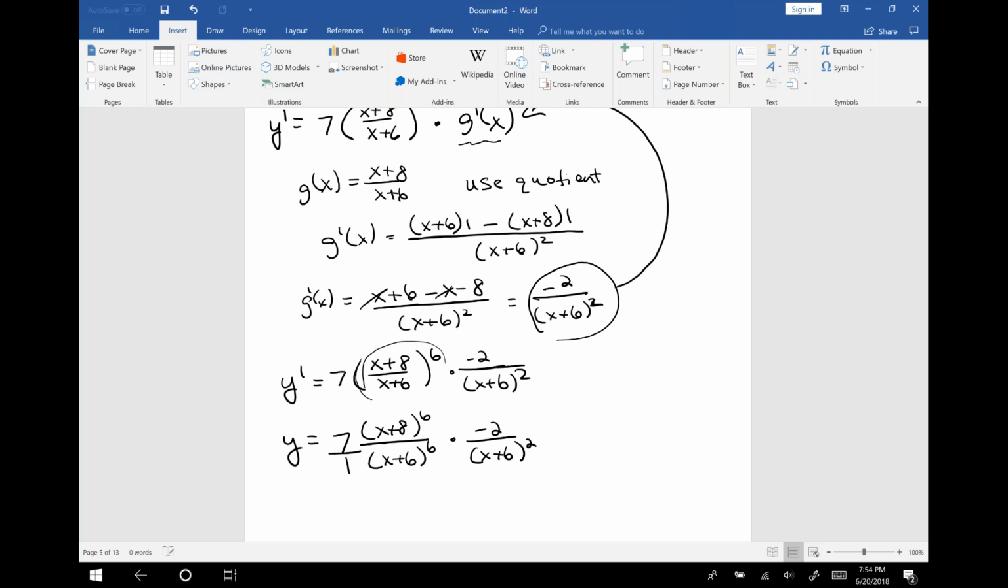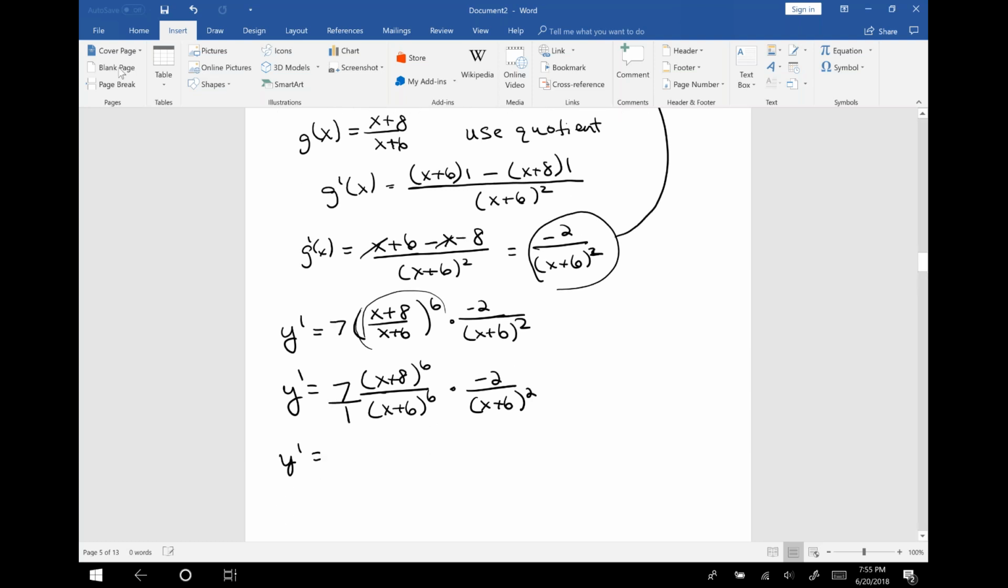All right, let's take a look at the numerators. I can think about that 7 as being 7 over 1. And this is the derivative. So y prime is going to be equal to -14 times x plus 8 to the 6th power divided by, and now we have x plus 6 to the 6th times x plus 6 to the 2nd power, and when the bases are the same, you can add the exponents. Like if you have x to the 6th times x squared, that's x to the 8th power. So x plus 6 to the 8th power. And then that's going to be your answer for that one.